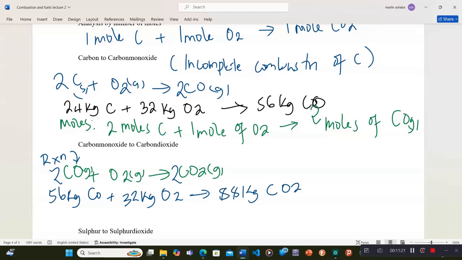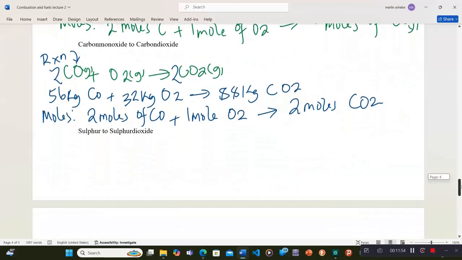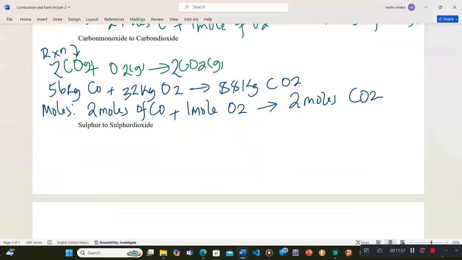If we are talking by volume, this would be 2 volumes of carbon monoxide, 1 volume of oxygen, giving you 2 volumes of carbon dioxide. If it is by moles, this would be 2 moles of carbon monoxide plus 1 mole of oxygen, giving you 2 moles of carbon dioxide. These are very important to note.